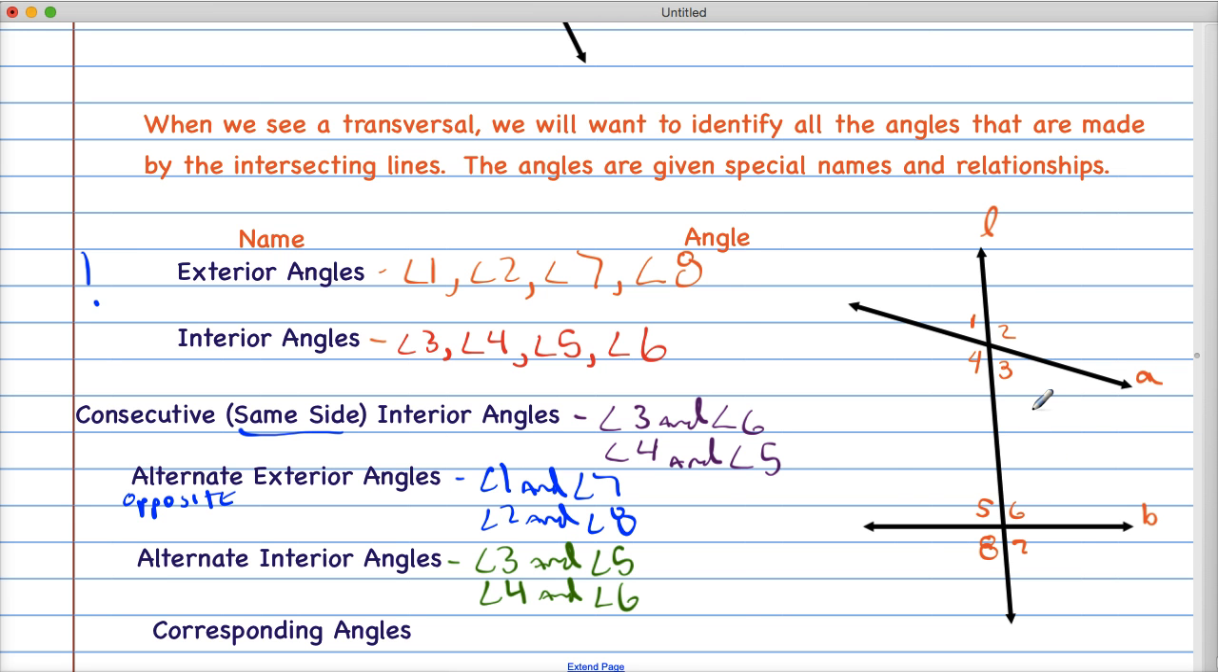So we wouldn't call 3 and 4 opposite because we'd call them more like adjacent, right? If we had adjacent interior angles, I could call those 3 and 4 adjacent interior angles, but in alternate, we're going to call it 4 and 6 and 3 and 5, okay?